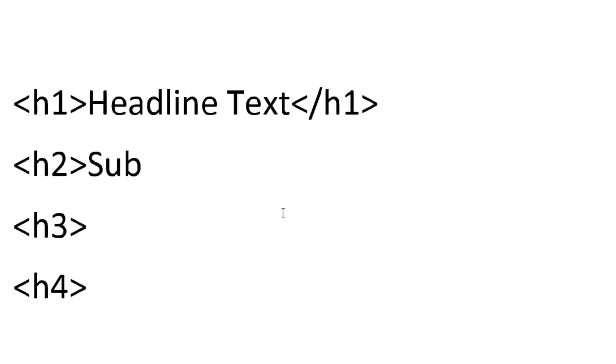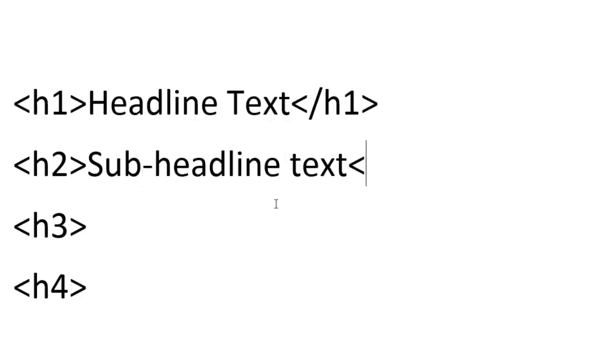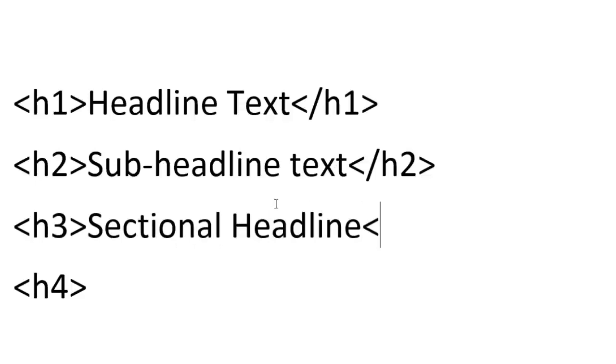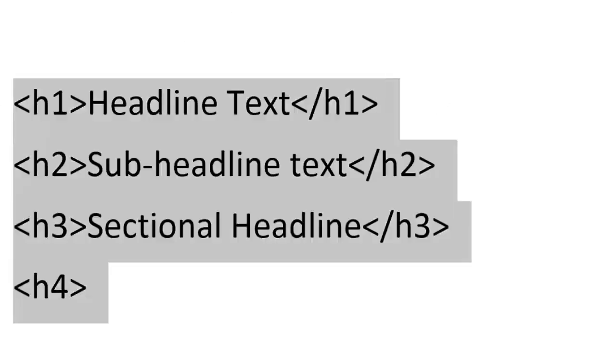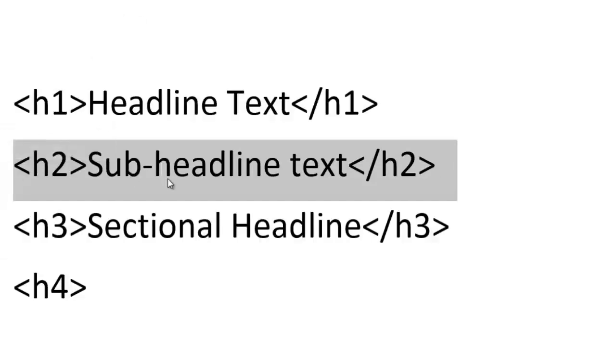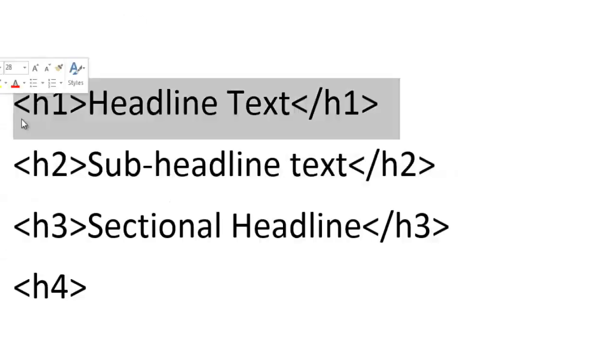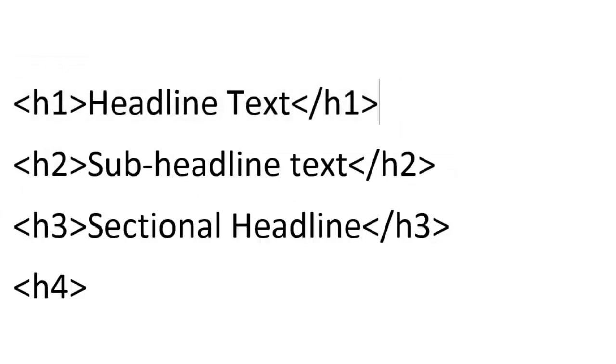This could be something like a sub-headline text, and then we can close that off with /H2. And this could be something like a sectional headline, and we close it off in H3. So as the number gets bigger, the heading gets smaller, but it's still a headline. Now, when Google comes along and reads these headlines, they say, okay, this is a headline. This is a headline. This might be not as important as this headline. We don't know exactly, but that's what we've seen.